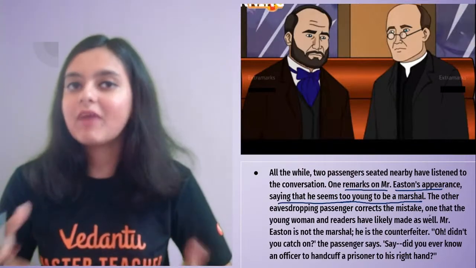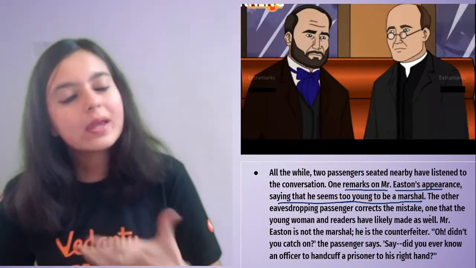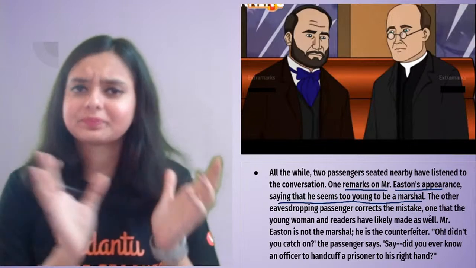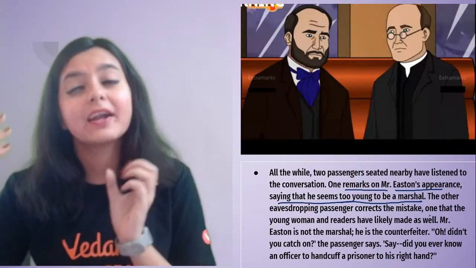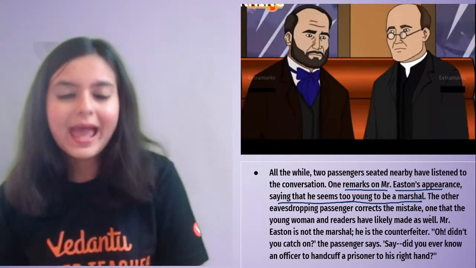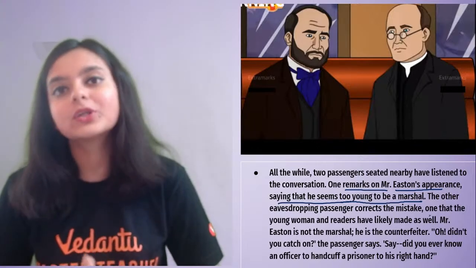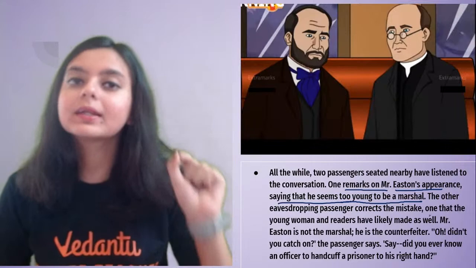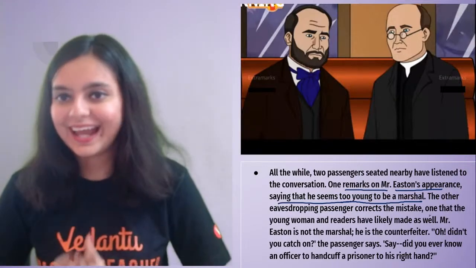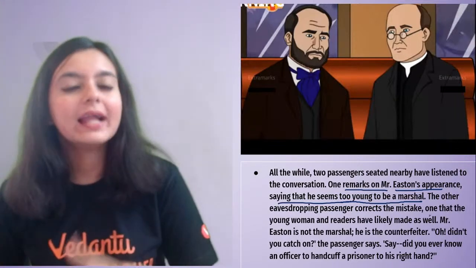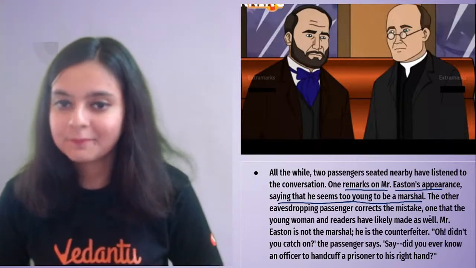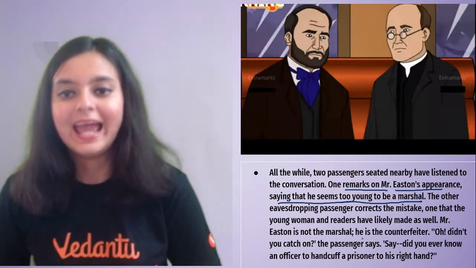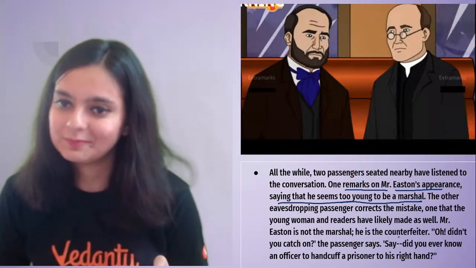So initially, when we were reading the story, if I did not give you that hint, or you had not read the chapter before, you could also make the mistake of believing that Mr. Easton was the marshal. And definitely Miss Fairchild also made the same mistake. So Mr. Easton is not the marshal, he is the counterfeiter.